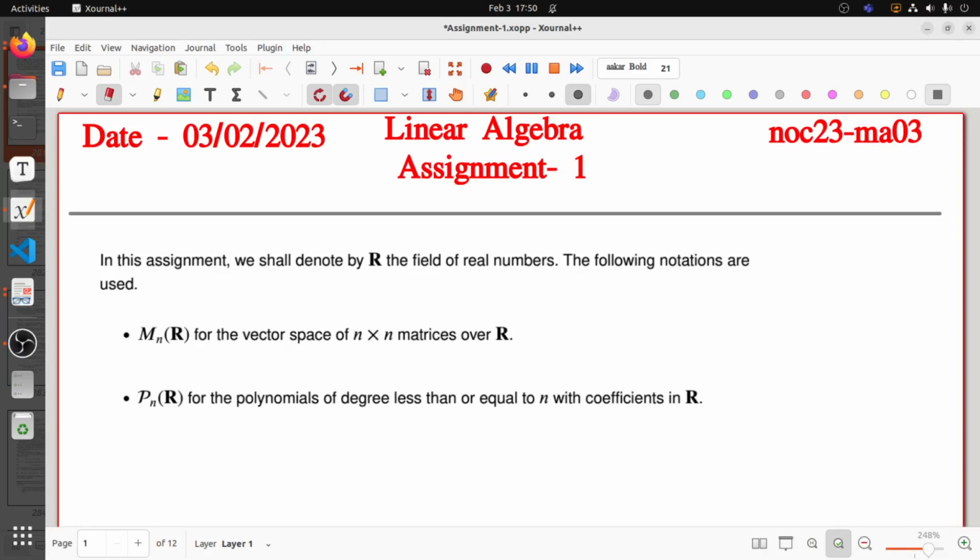This linear algebra NOC is a rerun course. So I will solve the assignments from the previous run of the course, and this year's assignments will look similar to the previous year's. I will solve the previous year's, then you can do this year's assignment. You will get the idea how to solve the assignments, right? Okay, so let's start with assignment 1 today.